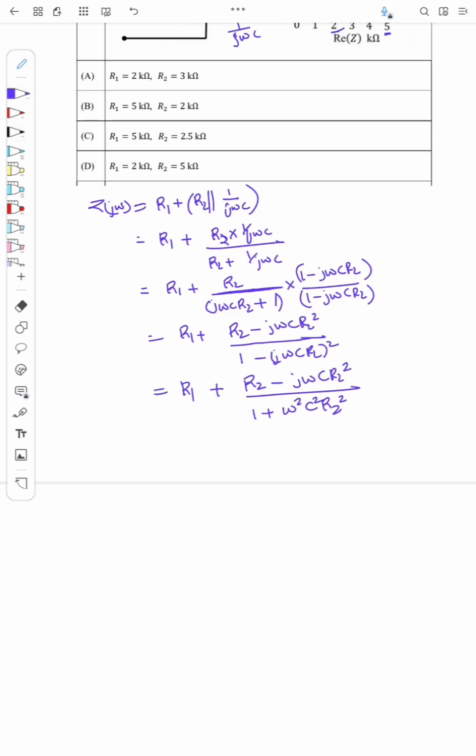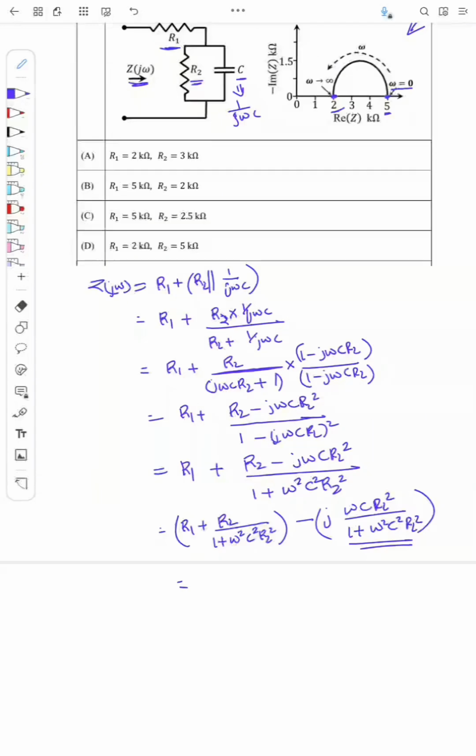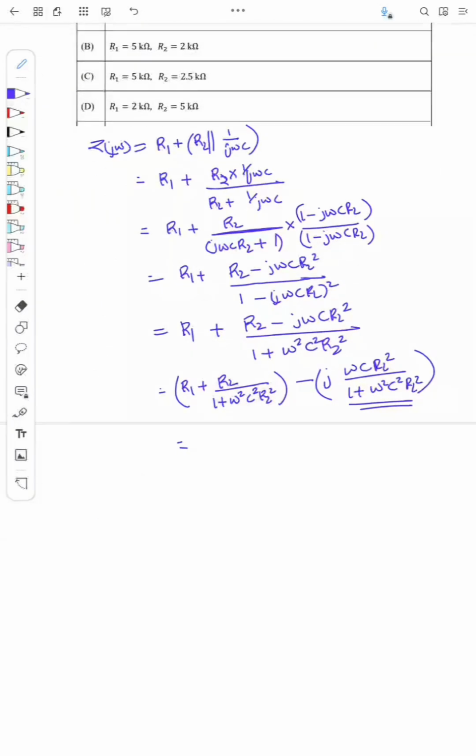So here if you see, I can split this into real and imaginary terms, right? So what is real term? R1 plus R2 by 1 plus omega square C square R2 square. This is the real term. Minus j omega C R2 square by 1 plus omega square C square R2 square. This is the imaginary term. So this is real of Z, okay, minus this is the imaginary of Z.